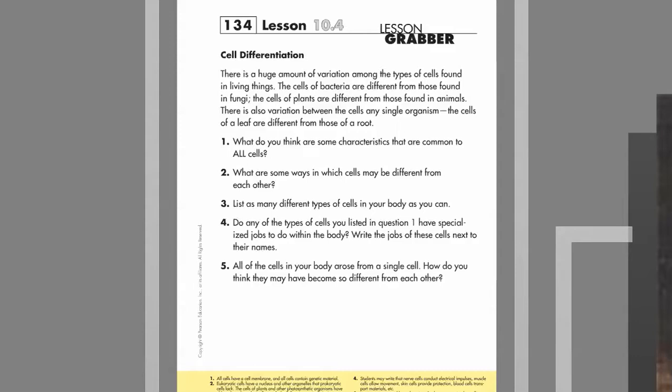Second question, what are ways in which cells may be different from each other? So there's lots of differences. For example, what are the differences between plant and animal cells? Next question, list as many different types of cells in your body as you can.